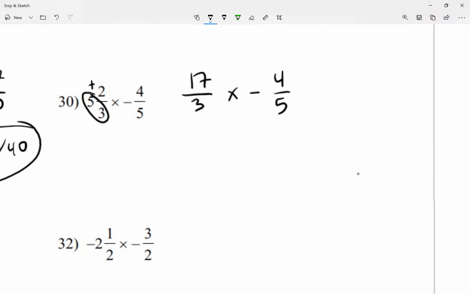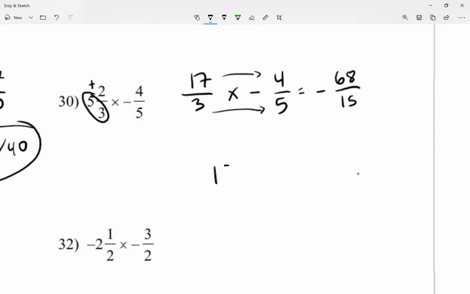Let me multiply straight. 17 times 4, that's 68. 3 times 5, that's 15. And a negative sign, right? Positive times a negative gives me a negative. Now, how many times does 15 go into 68? I know 15 times 4 is 60.